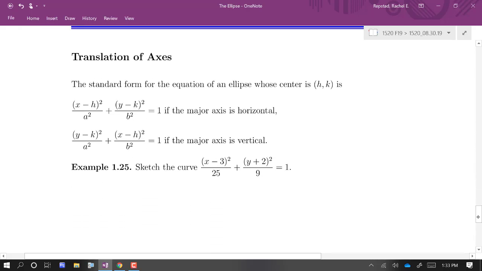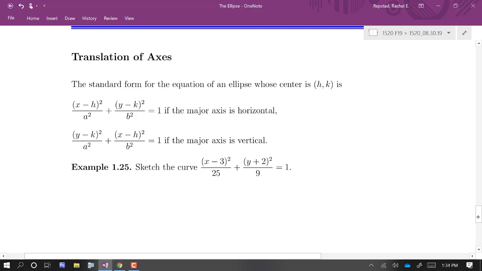Now, what if there's a bunch of ellipses that are not centered at the origin, right? There's nothing special about the origin. We could center our ellipse anywhere. It still has the same basic structure to the equation. We're just going to replace x with x minus h and y with y minus k if the center is at (h, k), just like we do with a circle, just like we do with the vertex of the parabola.